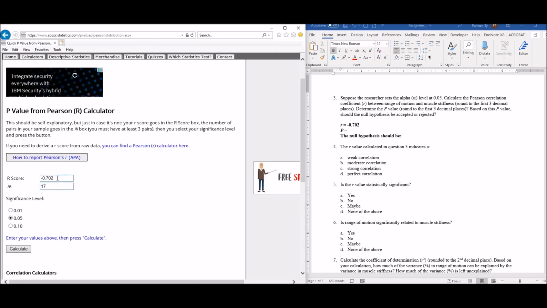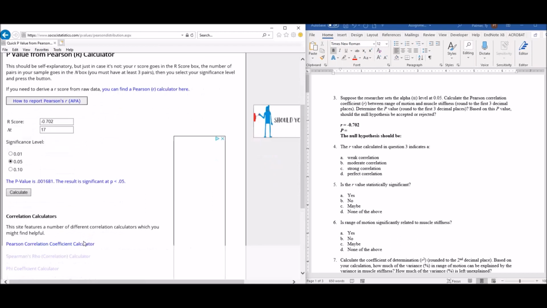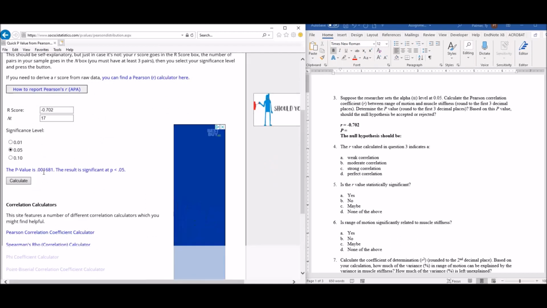We've inputted our Pearson R value. We've inputted our sample size. Now we're ready to calculate the p-value. Hit calculate. And then that calculates the p-value for us, which is listed down here below now. So this is our p-value that we're going to input into our assignment. This is how we calculate the p-value for the R value.